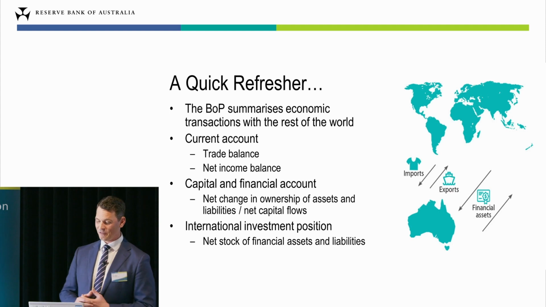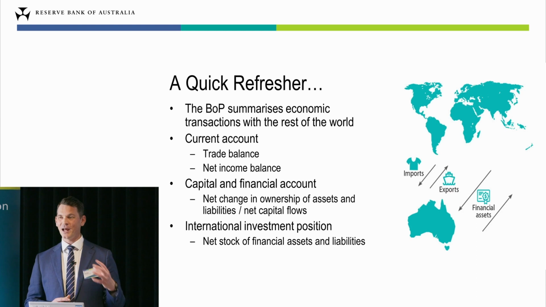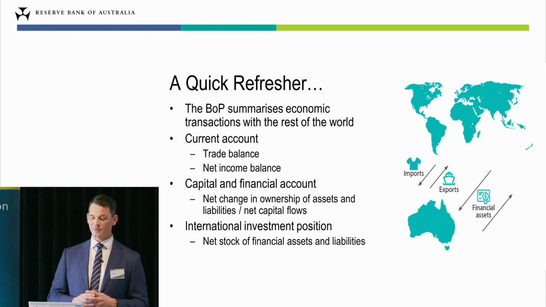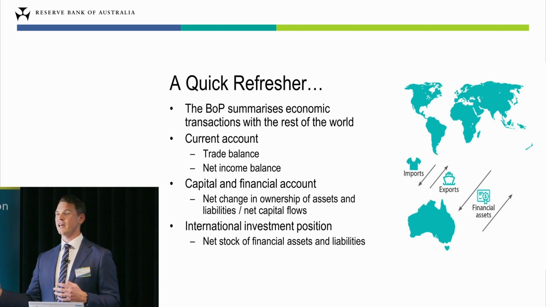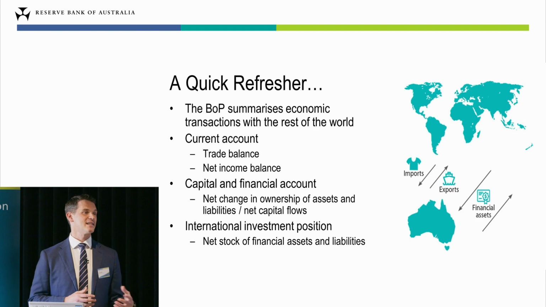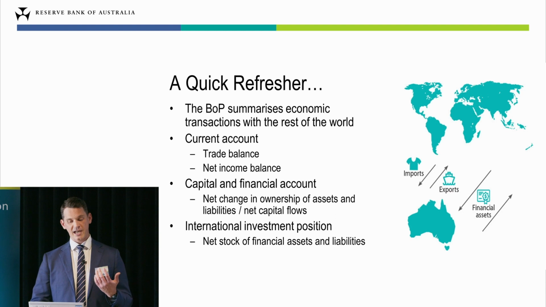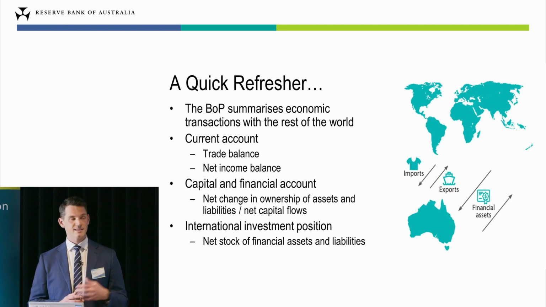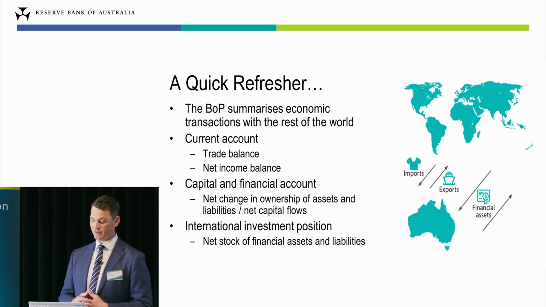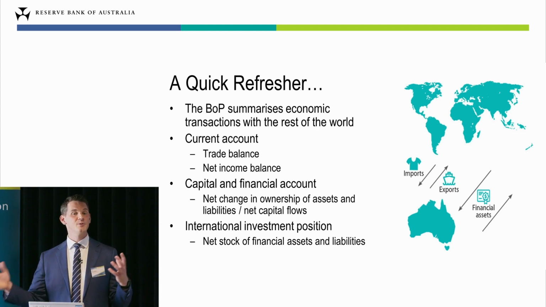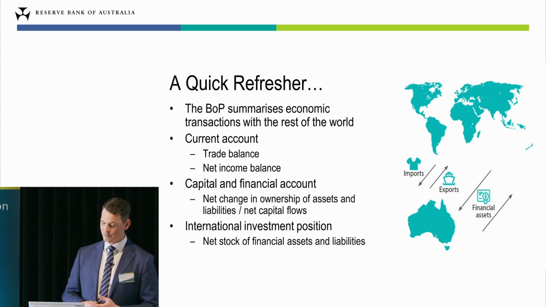All right, so jumping into a quick refresher now. And without getting too stuck into the weeds, the balance of payments summarises a wide range of economic transactions between Australia and the rest of the world. These transactions cover exports and imports, as well as financial assets, so things like equities and bonds. Transactions are classified into two broad accounts. There's the current account, and there's the capital and financial account, those lines that we saw on the previous graph there. And these are often referred to as the two sides of the balance of payments, with the idea being that they balance out at the end of the day.